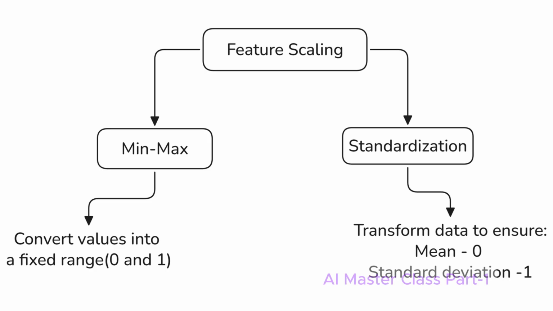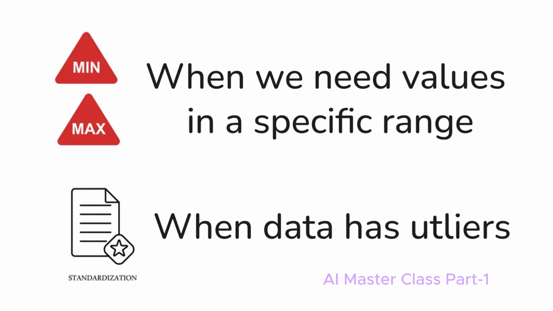Now, the big question here is which one we should use out of these two approaches. So min-max scaling is useful when we want values in a specific range, and standardization is more commonly used when data has outliers or when using algorithms like SVM or logistic regression. Distance-based algorithms like KNN and K-means also need standardization because they literally calculate the distances between the points.